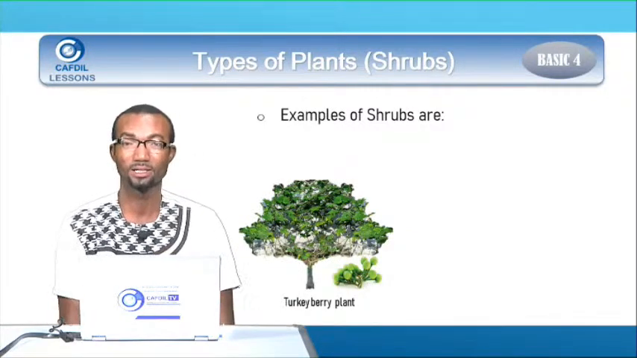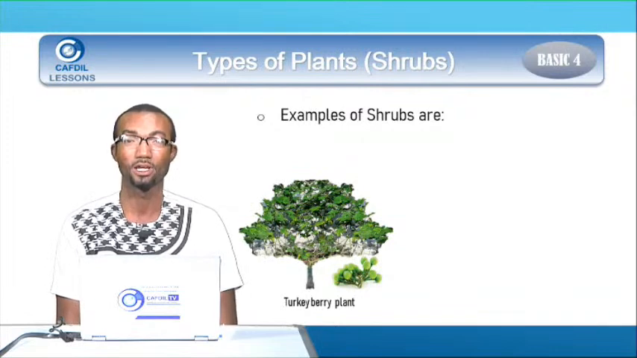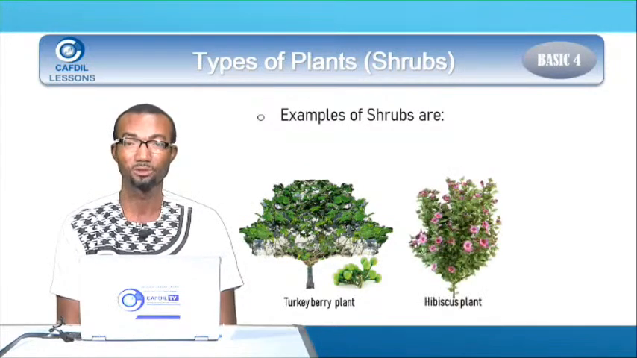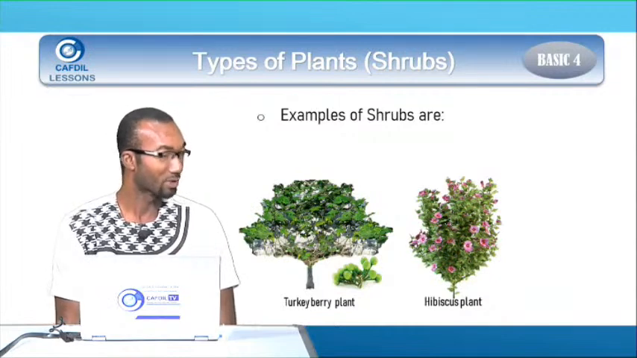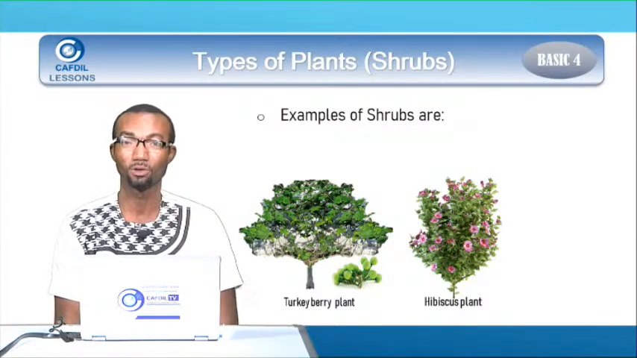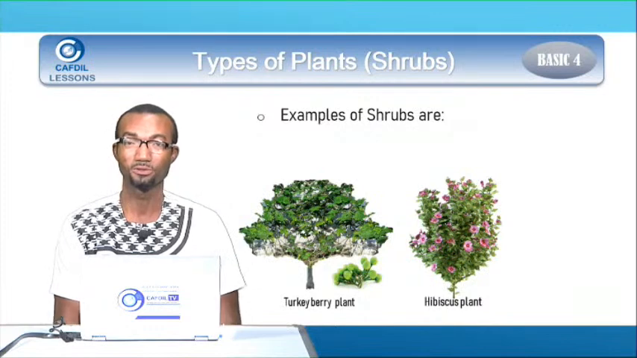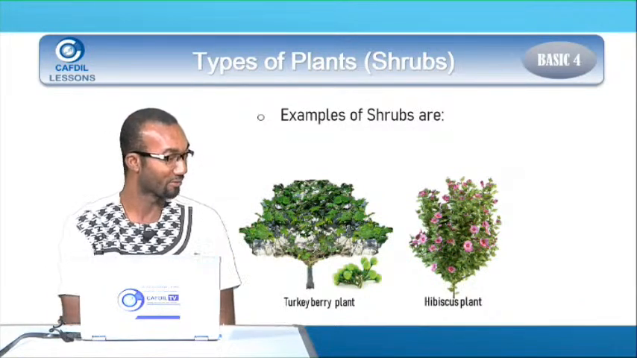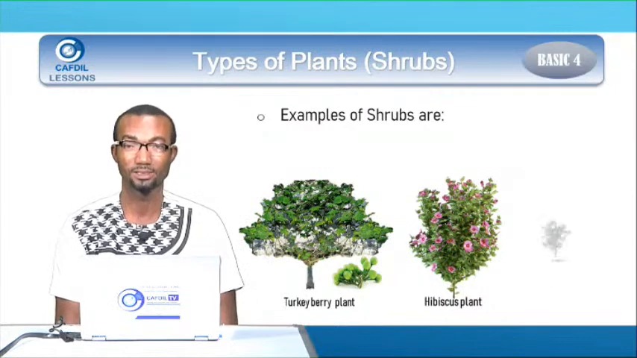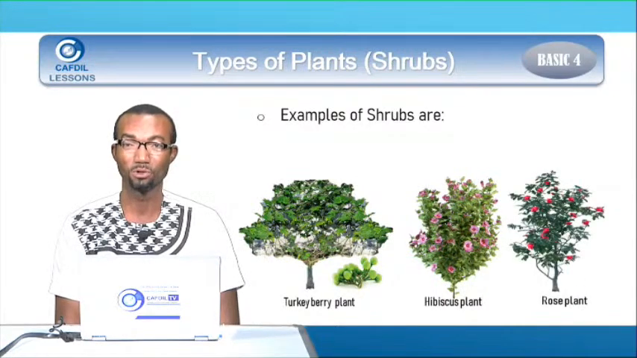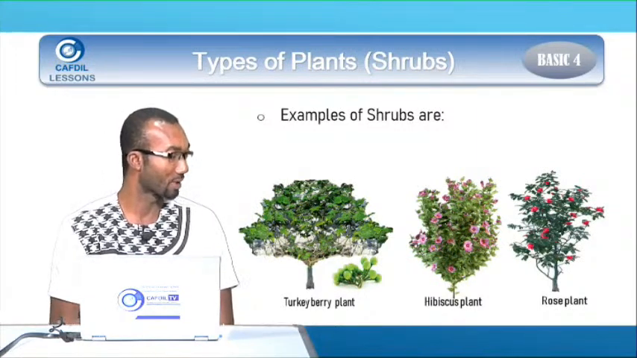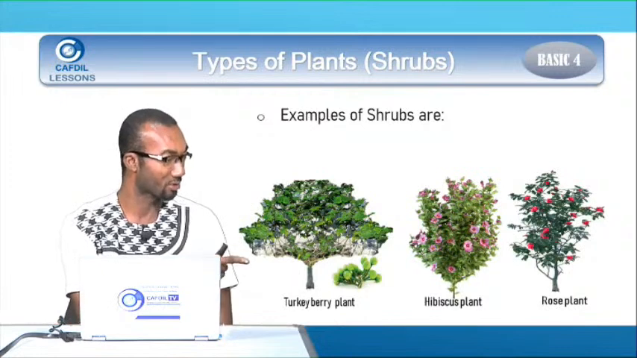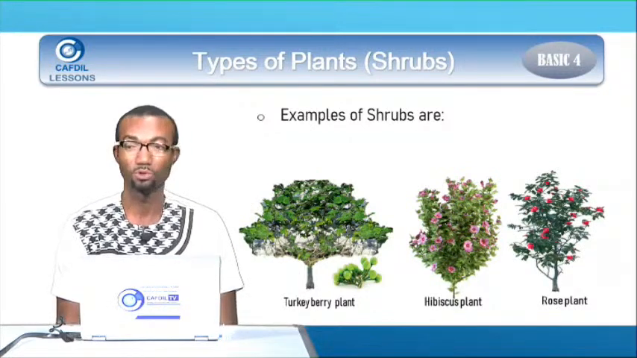So that plant is an example of a shrub. It also have hibiscus plants, and the flower is what we normally use for a drink called sobolo. So if you know sobolo, we get its flowers from this plant. And then the next one is the rose plant. So Kate, these are examples of shrubs. We have hibiscus plants, and then we have rose plants.